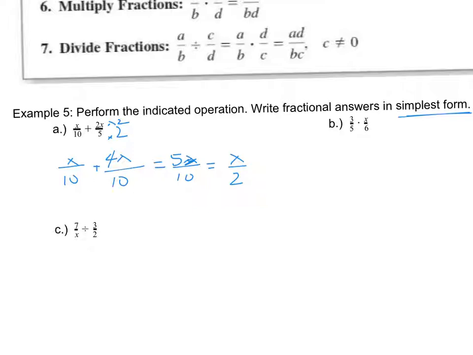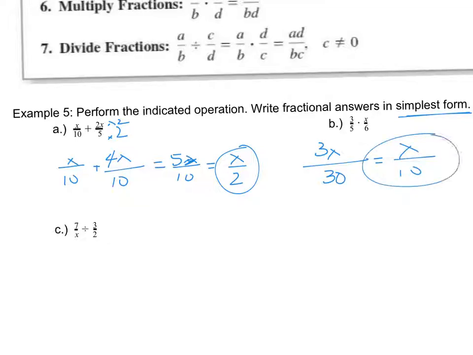Like we said in class, if we're multiplying, we can go straight across the top. 3 times x is 3x. 5 times 6 is 30. And then simplify from there. Both are divisible by 3, so that leaves me with x over 10. And then finally a division, which we didn't really talk about. In a division, we leave the first fraction, we change to a multiplication, and we flip the second fraction. So this becomes 7 times 2, 14. X times 3 is 3x, and there is not a number that divides 14 and 3, and so this is your final answer here.